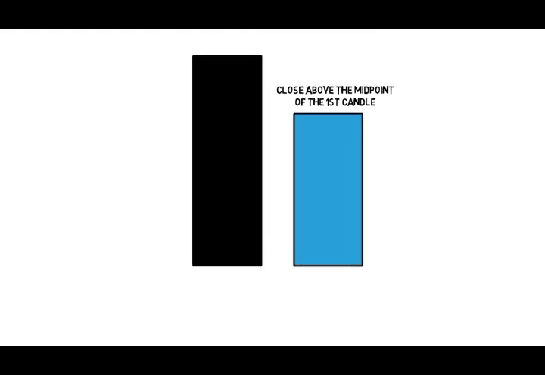Here's how the bullish piercing pattern forms. The first session is in total bear control. They push the price down and the session closes near its low. The next session is the complete opposite. Bulls are in charge from the session's open till close.